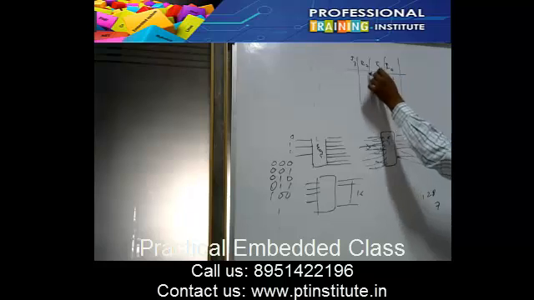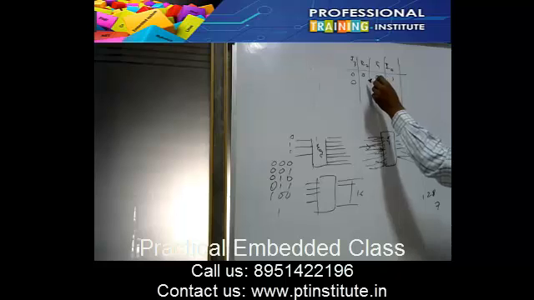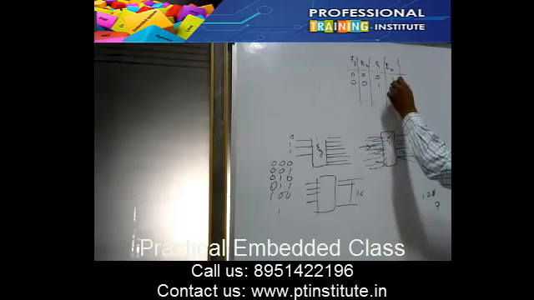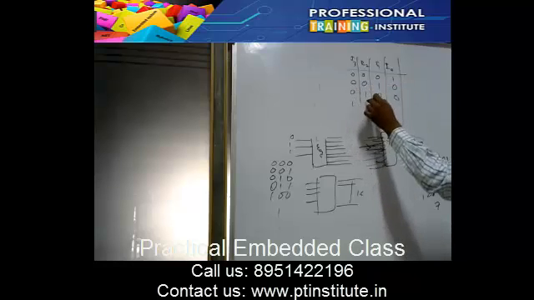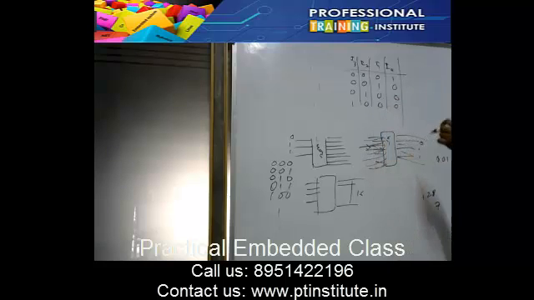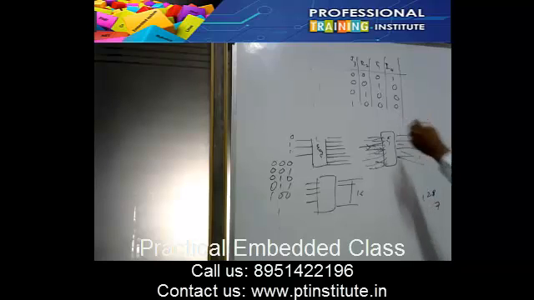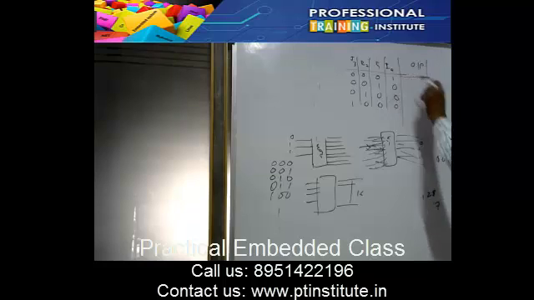1, 0, 0, 0, 0. Very good. Any other combination? Very good. I am really happy because you are not saying 1, 1 and 1, 1. And the output? How many lines of output am I expecting? 2. So what output will I expect here?